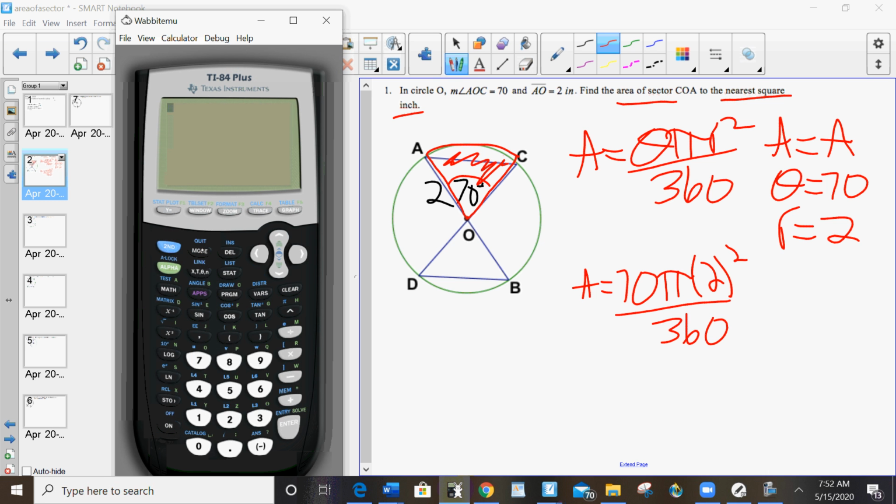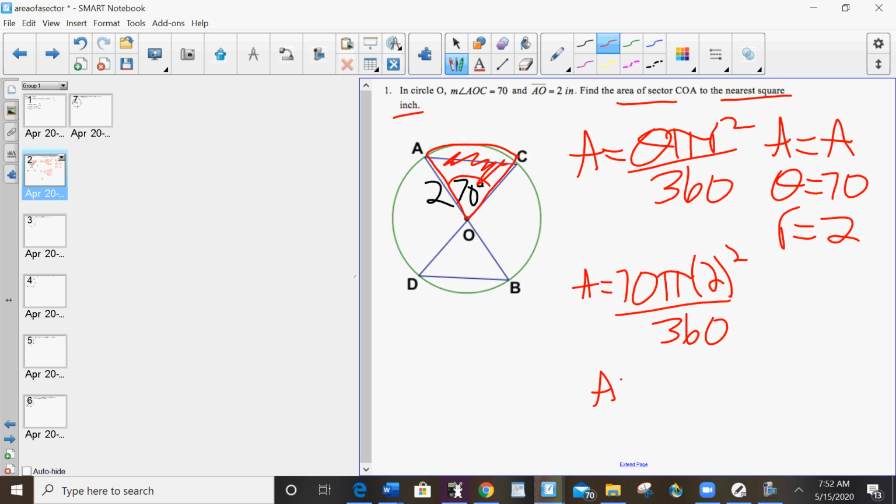So alpha y equals enter. 70 pi 2 squared over 360. The nearest square inch is the nearest whole number, 2. A equals 2. Unit for area is always square units, and that's it.